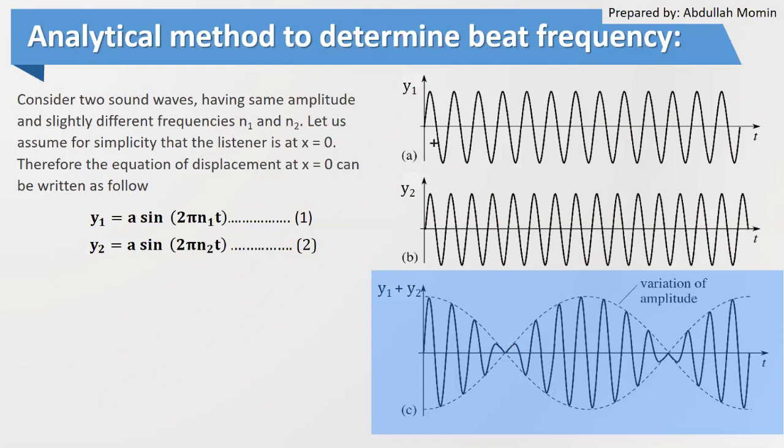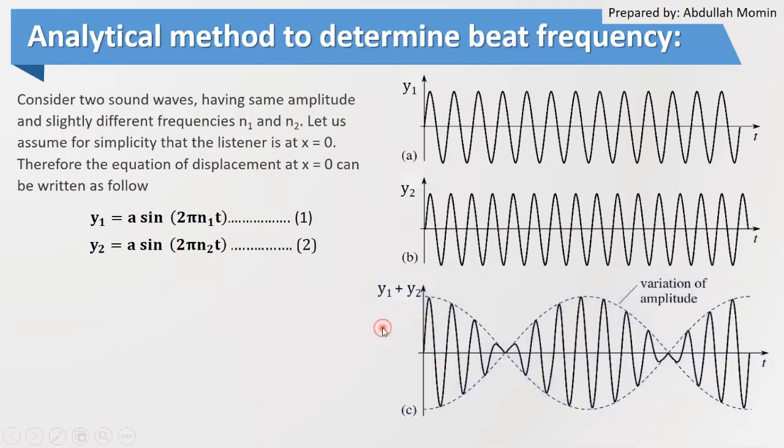So in order to find out the equation of this resultant wave, we are going to use the principle of superposition of wave. And according to the principle of superposition of wave, the resultant displacement is the vector sum of the displacement of two waves which are superimposing. So here y1 is superimposing with y2, and they are giving us resultant wave, and the displacement of this resultant wave is the vector sum of y1 and y2. So according to the principle of superposition, we can write y is equal to y1 plus y2.